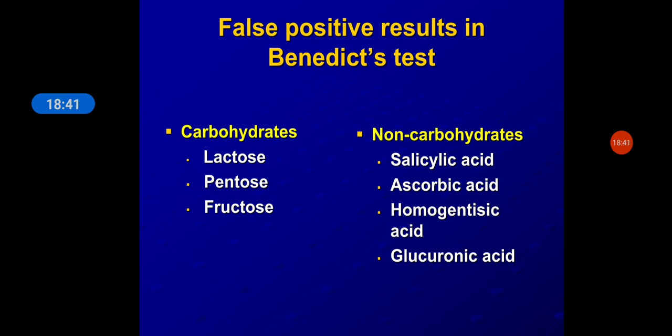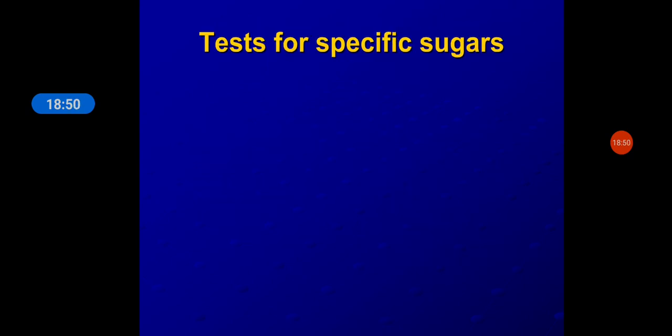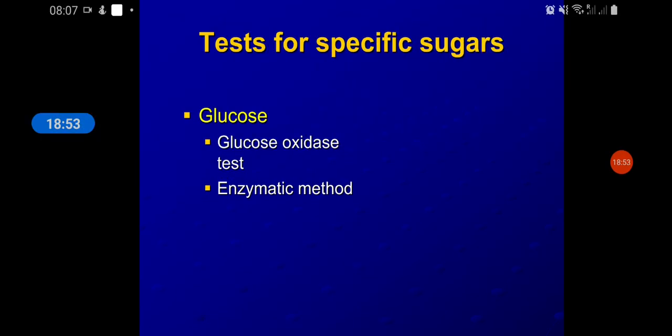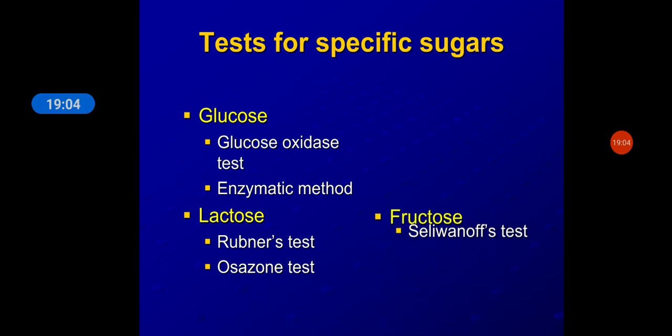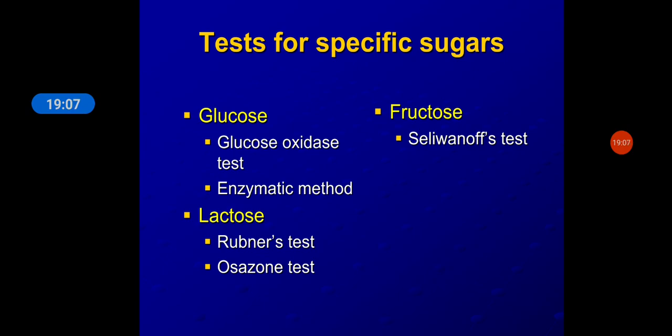What are the reducing substances? What are the non-reducing substances? Reducing substances are ones which give you a false positive test. Non-reducing substances are also present. Now, what are the tests very specific for sugars? For glucose, you have the glucose oxidase test, which is usually done using an enzymatic method. For lactose, you have Rubner's test and osazone test, for fructose it is Seliwanoff's test, and for pentose you have Bial's test.